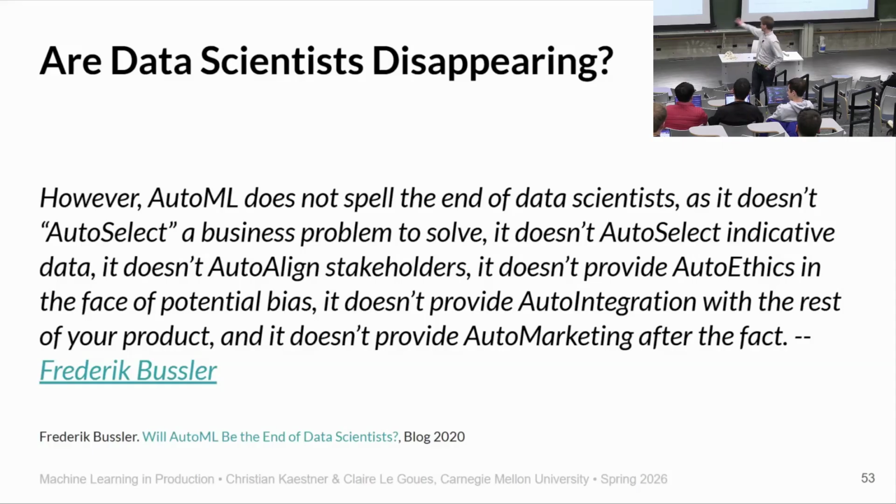So I think this, until recently at least, was the standard answer for this, right? For are data scientists going to disappear because of AutoML or now auto research and agents doing things, right? And the answer here was AutoML doesn't spell the end of data scientists. It doesn't auto-select a business problem to solve. It doesn't auto-select indicative data. It doesn't auto-align stakeholders. It doesn't provide auto-ethics in the face of potential bias. It doesn't provide auto-integration with the rest of your product, and it doesn't provide auto-marketing after the fact.